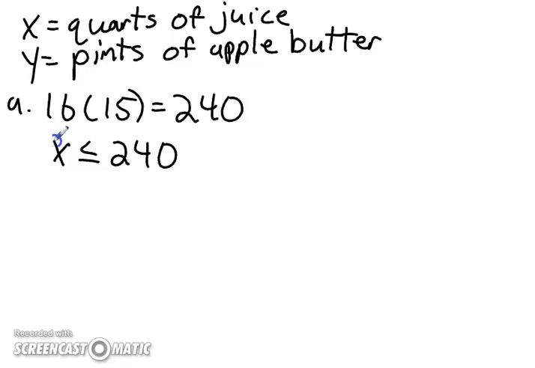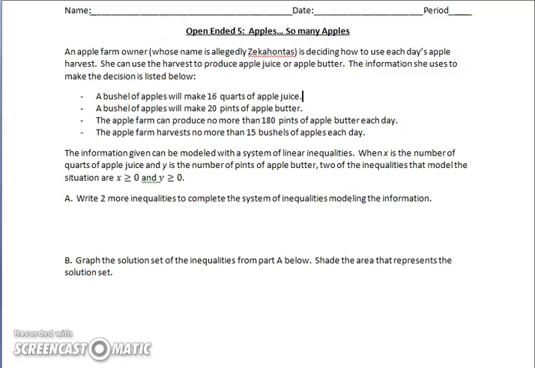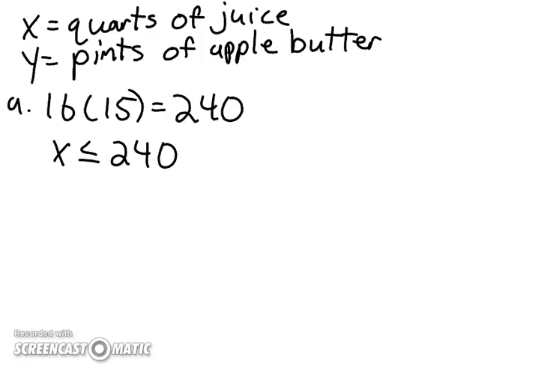Okay. Now the other one, there isn't really any math involved even. It just says the apple farm can produce no more than 180 pints of apple butter each day. So we know then that y has to be less than or equal to 180. And those are two perfectly legitimate inequalities for the system.